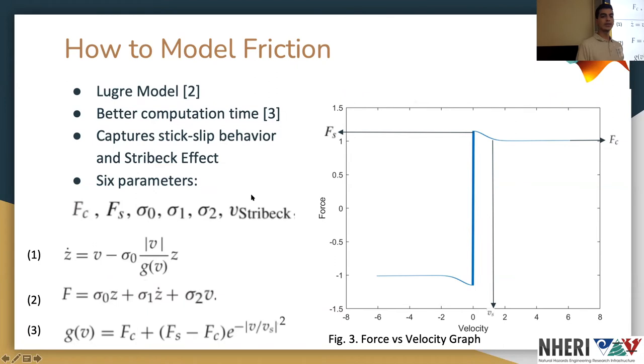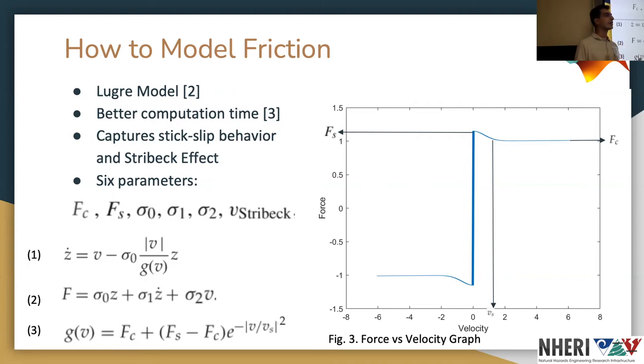And the Lehigh model is basically made up of equations one through three. And how it works is that it takes in the velocity v of the damper and solves the differential equation of the intermediate variable z shown in equation one here, and outputs the friction force F needed to mitigate the vibration, as seen in equation two. And one of the things that makes the Lehigh model convenient to use is that three of the six parameters, namely FC, FS, and VS, or V strideback, can be estimated from experimental data.